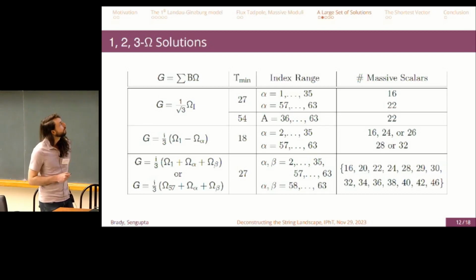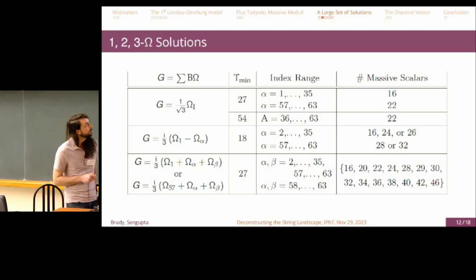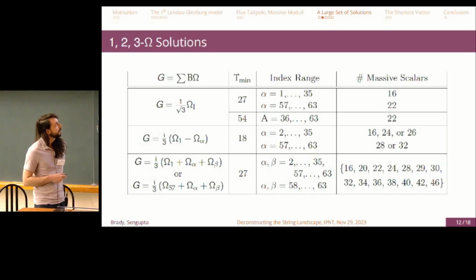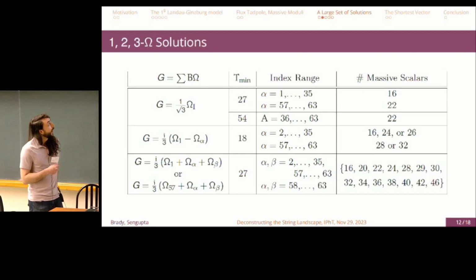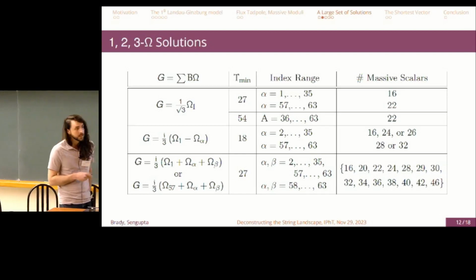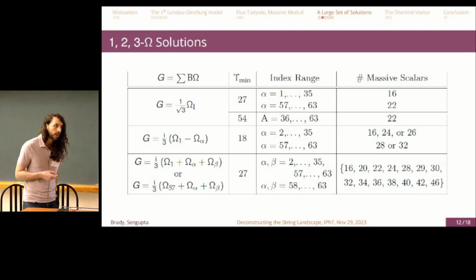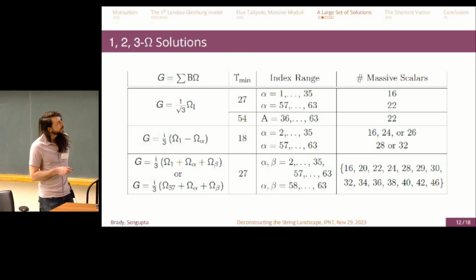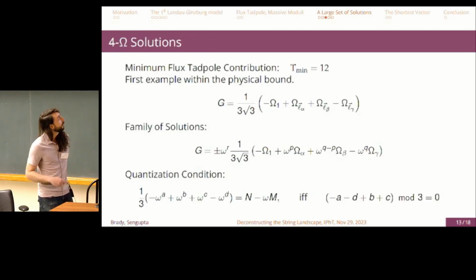In the 2 omega case, we find the minimum tadpole is 18, and they can stabilize 16, 24, or 26 for this set of index enumerated complex structure moduli. And in this set, it's 28 or 32. Next, 3 omegas, we have 2 choices here. We find that its minimum contribution to the flux tadpole is 27, and it stabilizes anywhere from 16 to 46 in this set.